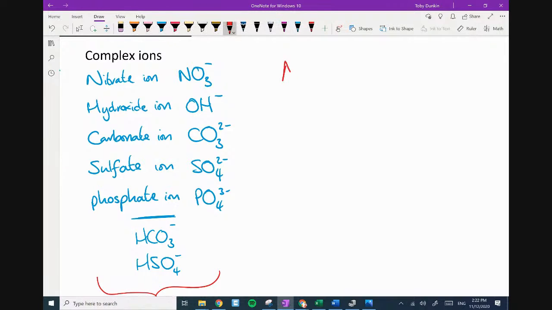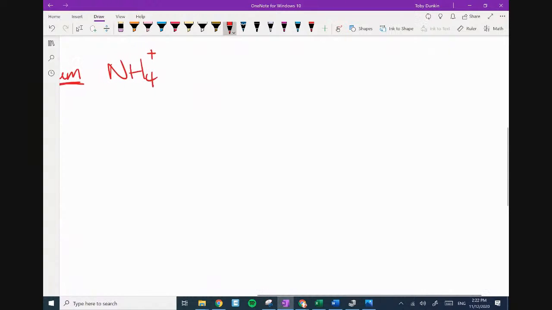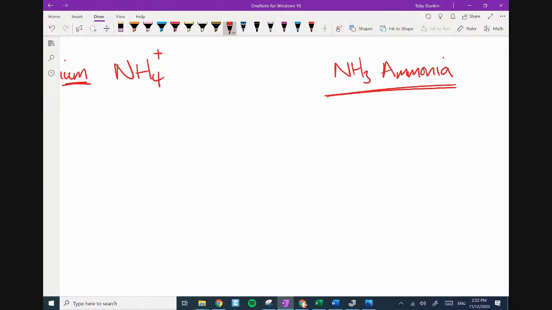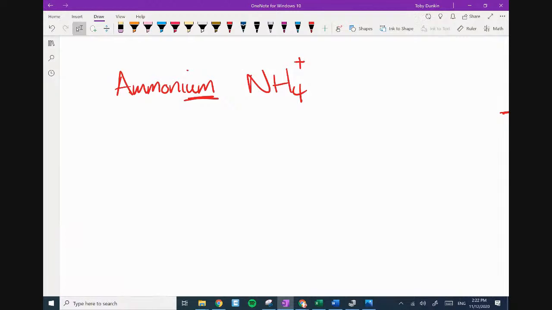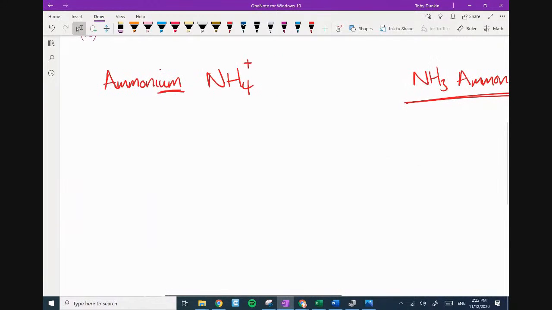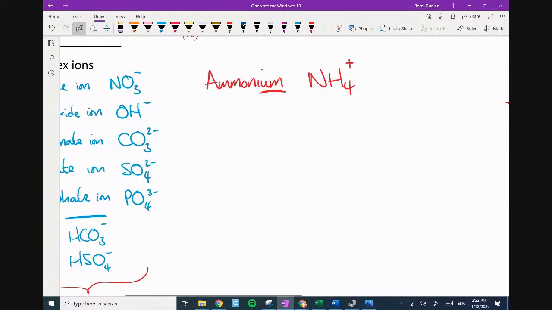So the first one we have is ammonium. Now I need to make very, very clear of this. Ammonium is NH4+. Just a reminder, NH3 is ammonia. They are not the same thing. Ammonia is a gas. Ammonium is an ion in a salt. It is not the same thing. Please be careful.